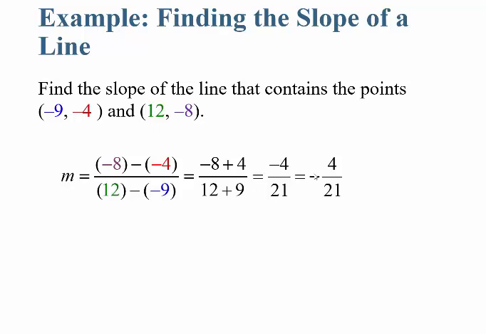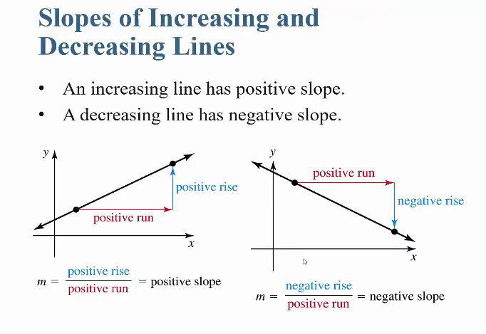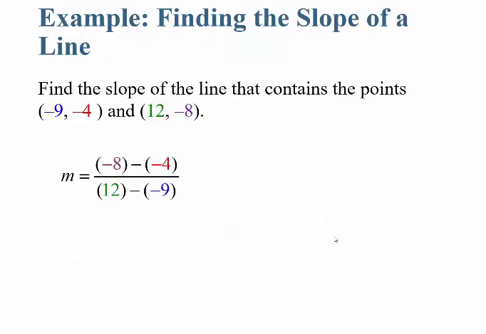Here you can pull the negative out in front, and what we're saying is we have a negative slope. So the slope is negative 4 21sts. What this means is the line slopes down like this. The line will look like this. Just be careful of these double negatives when you work these problems. I can't stress that enough. Always remember when you see two negatives in a row, it's going to become a positive.